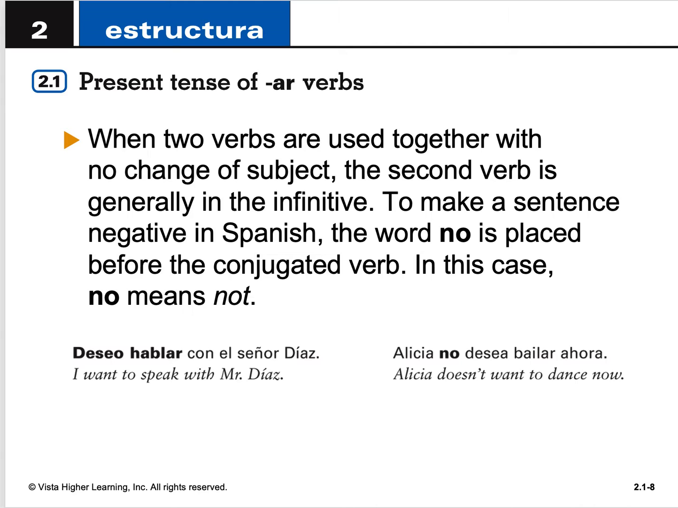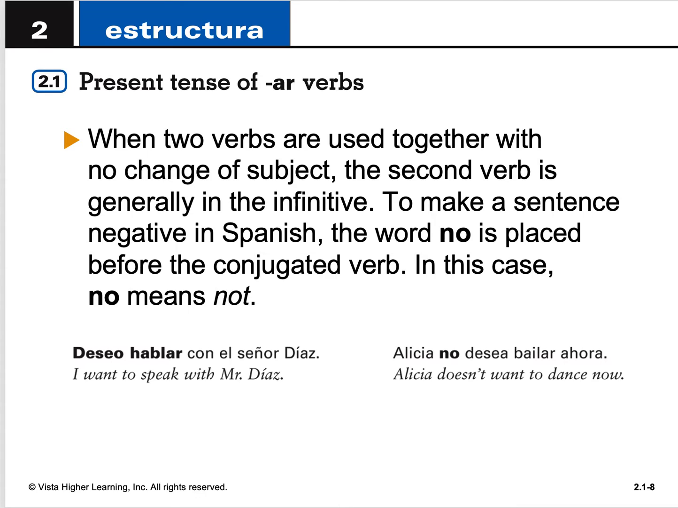When two verbs are used together with no change of subject, the second verb is generally left in infinitive form unless it's an exception to the rule. To make a sentence negative in Spanish, I would place the word no before the conjugated verb. So if I have deseo hablar, notice I conjugated deseo for I want or I wish, and hablar is left in the infinitive form. If you notice in the next one, I would say Alicia no desea bailar ahora.